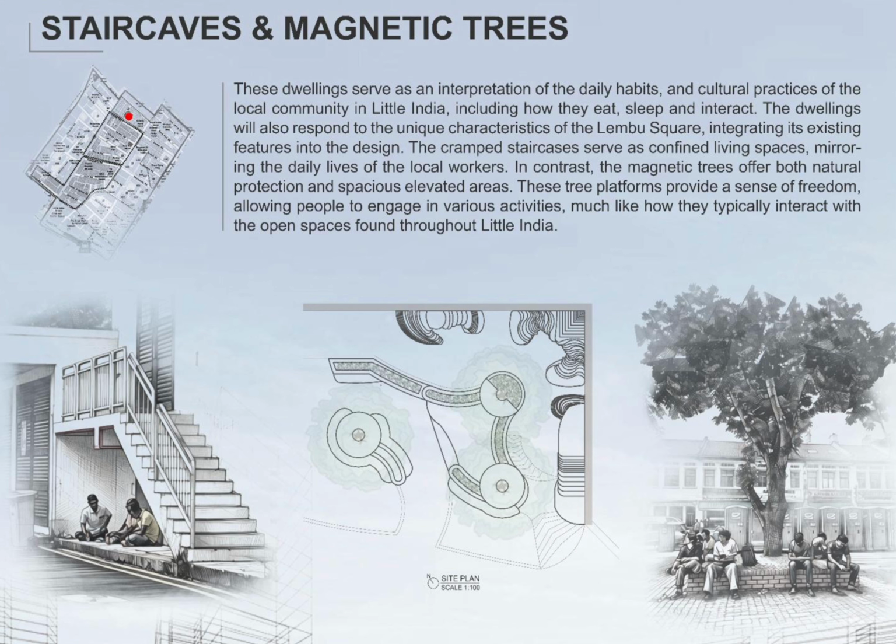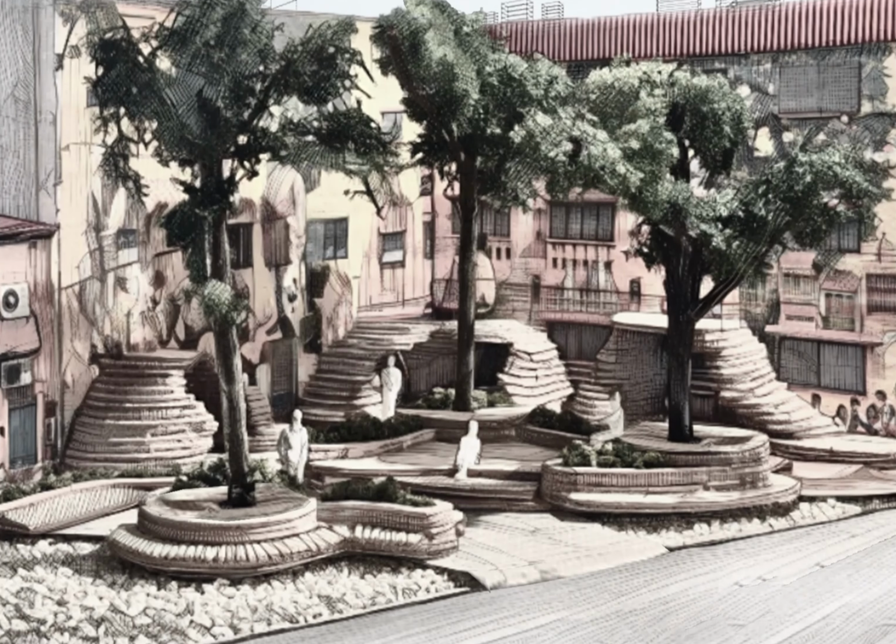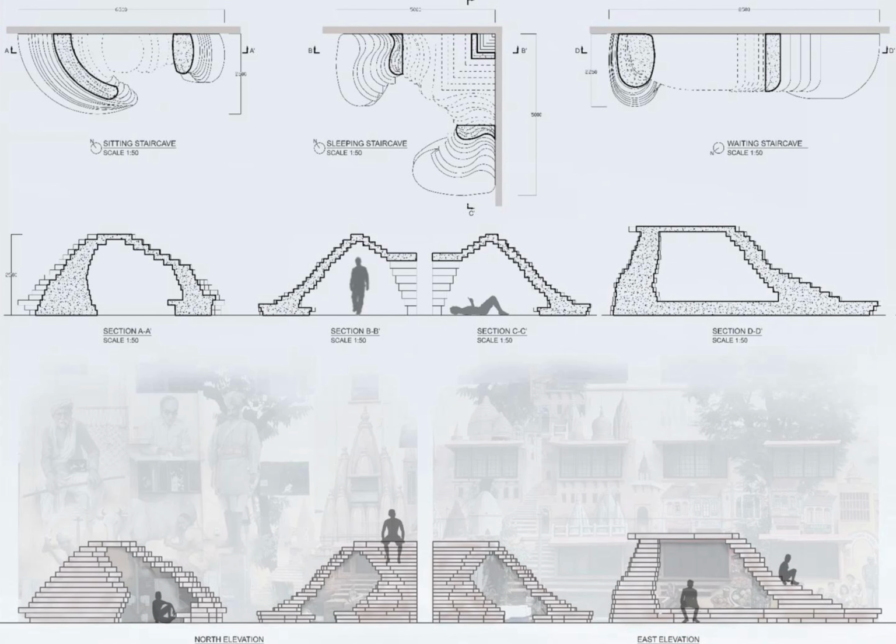And finally, the magnetic trees area became different from other normal sitting areas in the Lambu Square, where I provided a very large space between the trees where they can do whatever they want, which is more suitable than the normal sitting areas. As you can see, here the people sit very freely. After the changes to the staircase, now people can not only live underneath, but also climb it.